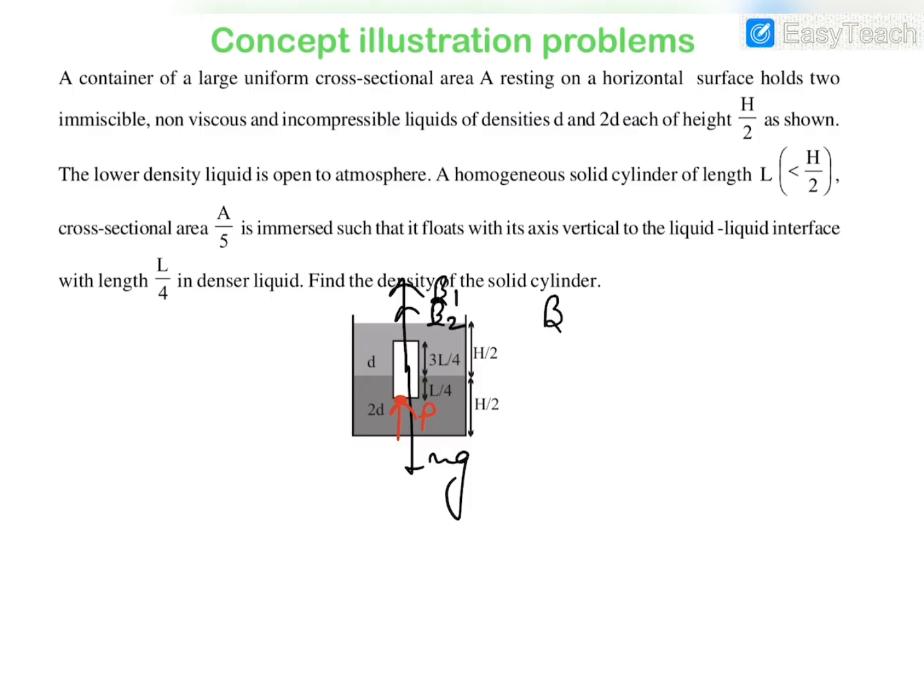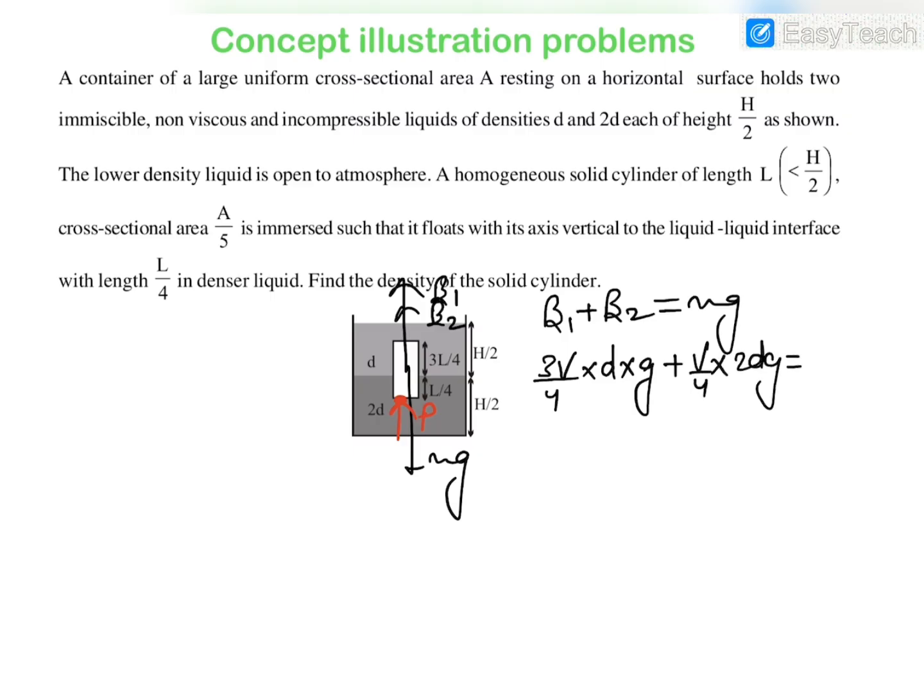So we can say that buoyancy 1 plus buoyancy 2 is balancing out mg, and buoyancy 1 will be the volume of the solid in the upper liquid times density times g. If V is the total volume of the solid, then 3V by 4 volume of the solid is in the upper liquid. So it would be 3V by 4 into density of the upper liquid D and into g, plus the volume of the solid in the lower liquid is V by 4, so it would be V by 4 into 2D into g, and that is equal to mg.